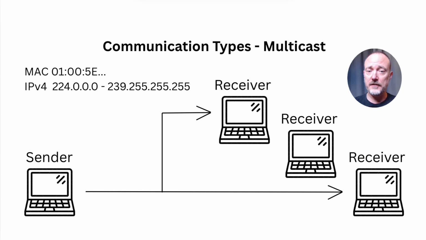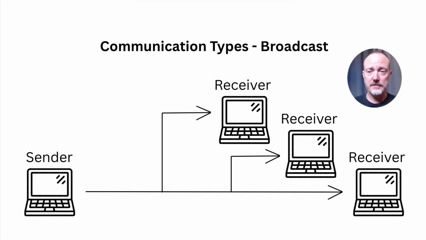Now, if the traffic is intended to be sent to everything that's on the network, anything that's reachable, we call that broadcast. So broadcast traffic, similar to multicast, has some specific addresses that are used, but the endpoints themselves are not assigned to these addresses. They just know to listen for it.